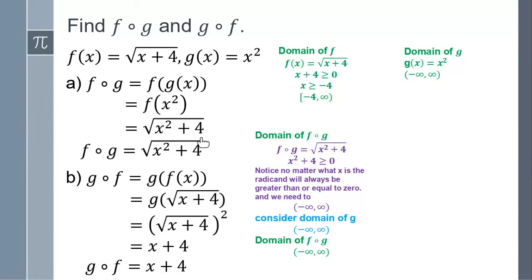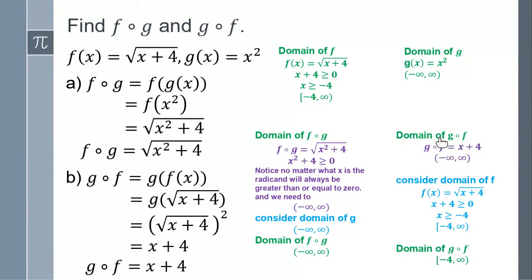So here my entire composition was the square root of x squared plus 4. Since the x is squared, it doesn't matter what value you put in here. If you put in a negative value, it's always going to be positive. And so that's going to make our domain -infinity to +infinity, because we'll never end up with a negative in the square root. So if we look at the purple and the blue here, they both have in common from -infinity to +infinity. And so therefore your domain will be from -infinity to +infinity.